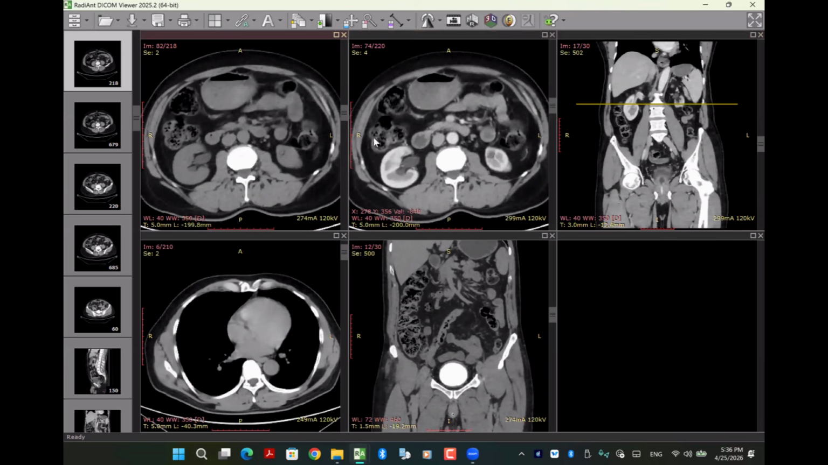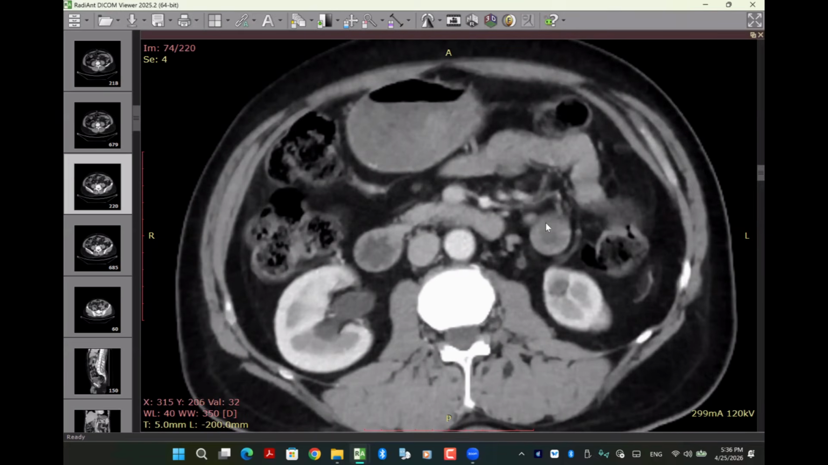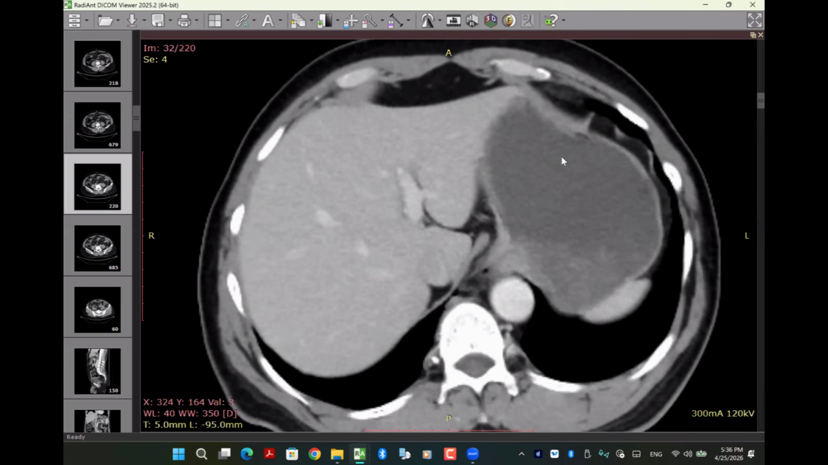On the renal tumor, just a renal mass. So you are suspicious for renal mass. You can scroll down and tell me your comment.